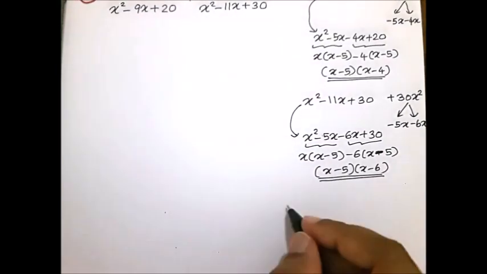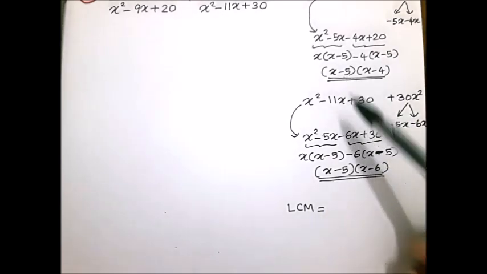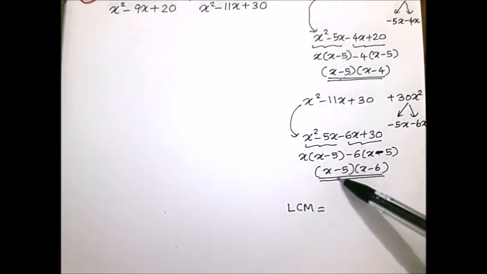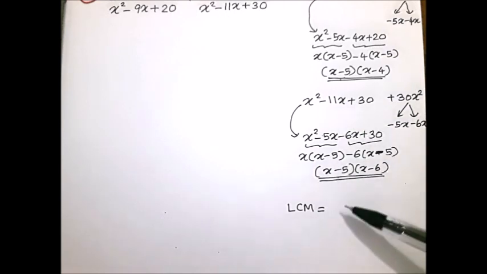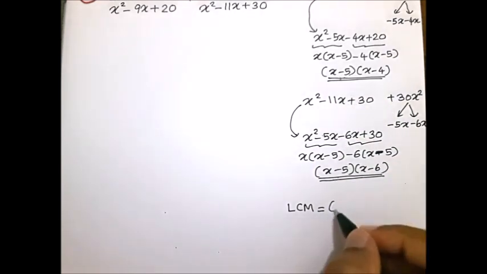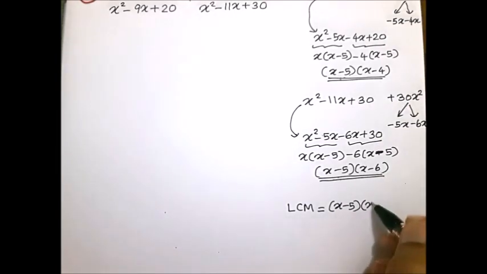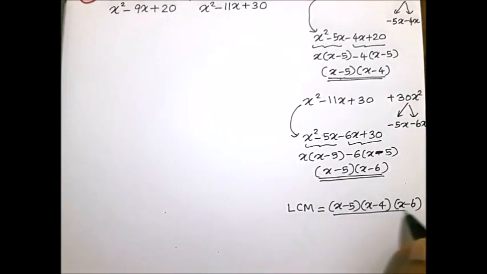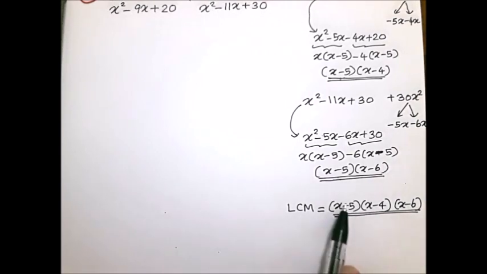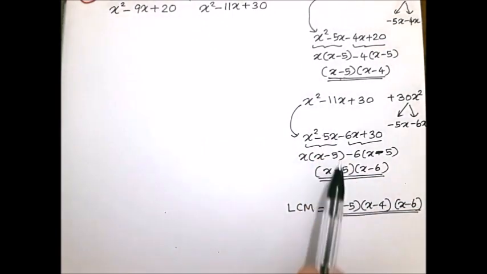Now you have to find the LCM of these two expressions. By using these two, find the LCM. Here select each and every different term. x minus 5 here and there, so select it. Then select x minus 4 and select x minus 6. This is the LCM. You have to select each and every different term in these two factors.